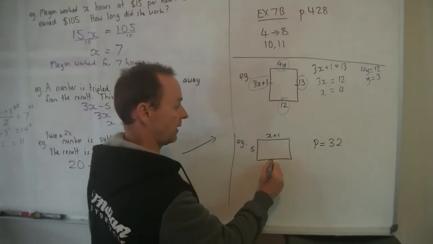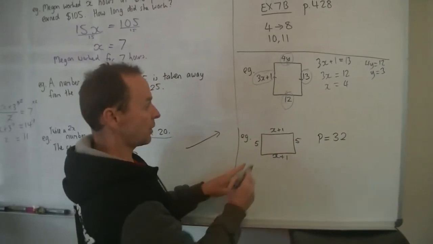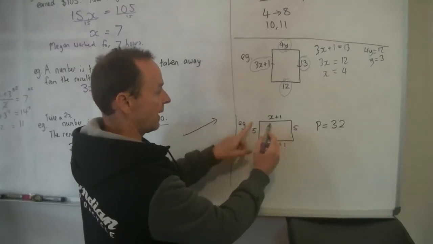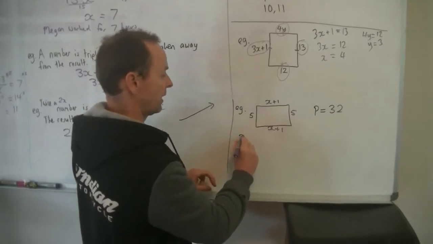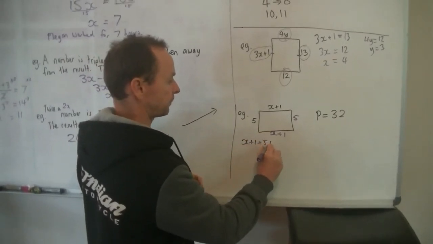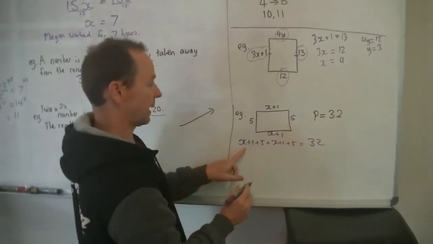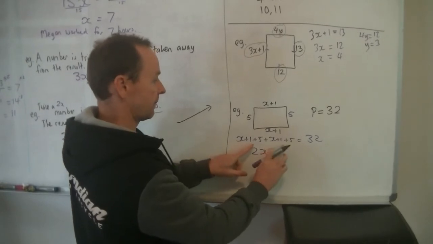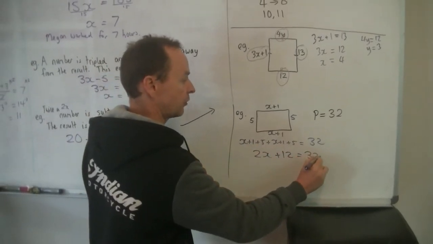First thing I would do is fill in these two. That's x plus 1, that's 5 as well. We know the perimeter is when you add all the sides up together. So we've got x plus 1 plus 5 plus x plus 1 plus 5. If you want to write all that out, you can. And that equals 32 because that's a perimeter. Now we collect like terms. x plus x is 2x, and that's 10 and that's 12. So 2x plus 12 equals 32.